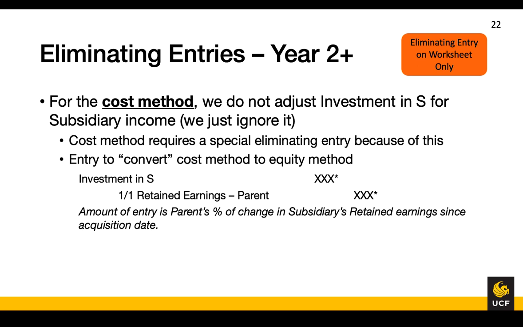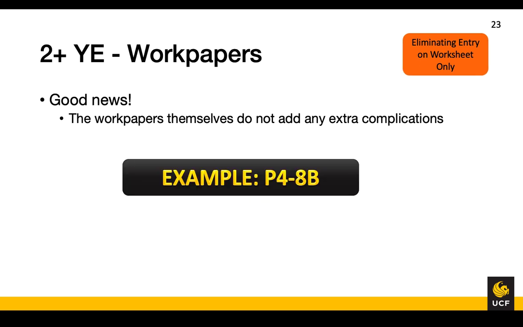This catch-up entry allows us to make the rest of our eliminating entries in a way that is comparable to what we'd already learned for the equity method. If you're confused and kind of hate this, don't worry, you're in good company. We'll try to get enough practice that it starts to feel natural eventually. I do have some good news though. The work papers themselves aren't going to get any more complicated than they were in the previous video. Let's take a look at the example and get to work.